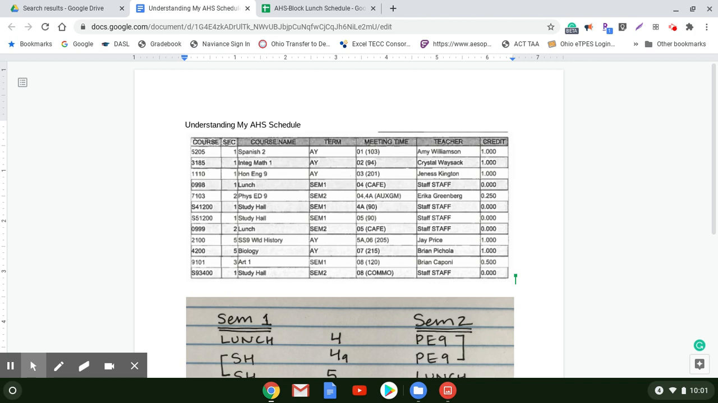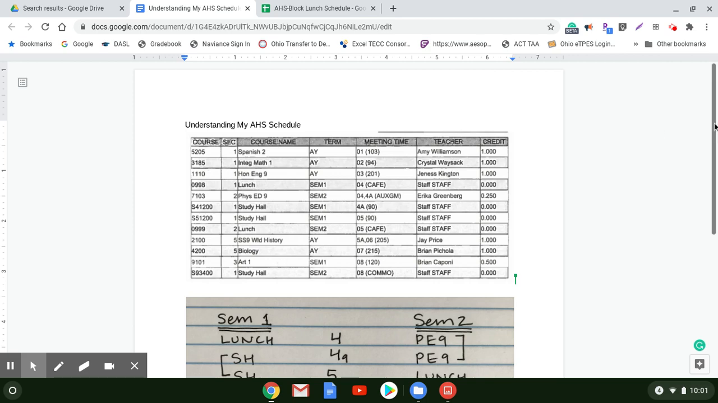That seems pretty straightforward. When you get into the fourth through sixth period classes, these may look a little more complicated. Some of them happen in semester one, some of them happen in semester two. You see things like lunch and study hall listed multiple times, and that may be confusing.